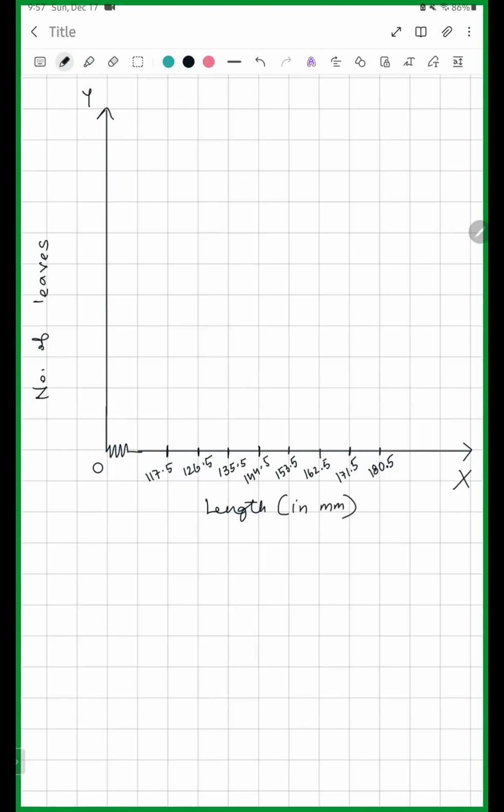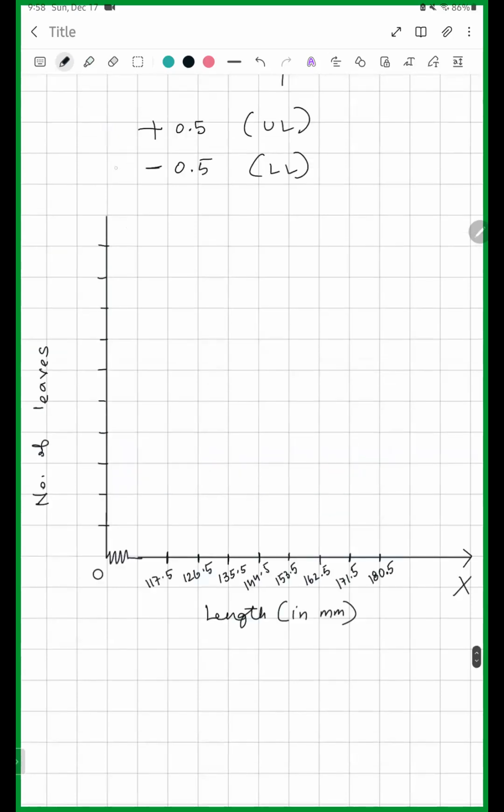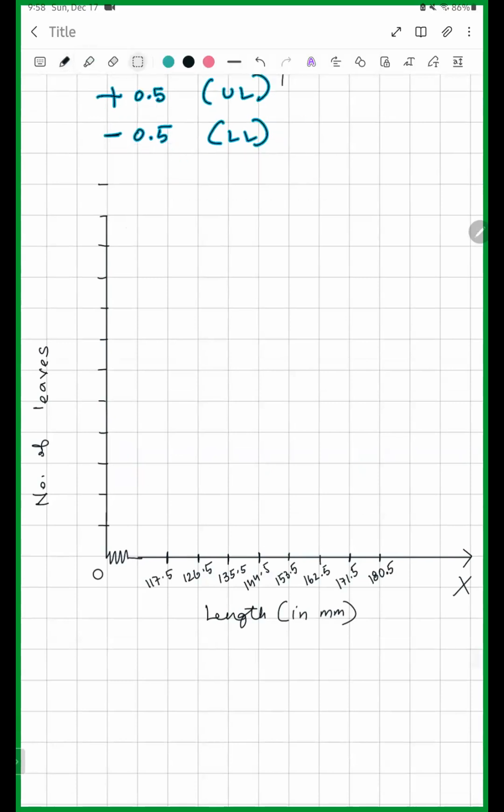Then for the number of leaves, we can write it like this: 0, 2, 4, 6, 8, 12. Or we can also make it 1, 2, 3, 4, 5, 6, 7, 8, 9, 10, 11, 12. This is a little bit too much. You can take each unit as half also. I think we should just take this one: 2, 4, 6, 8, 10, 12.